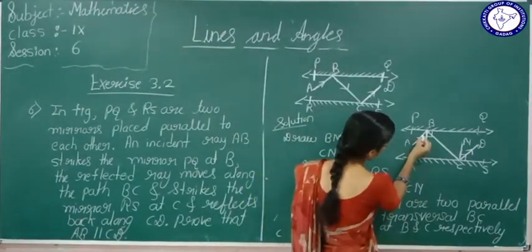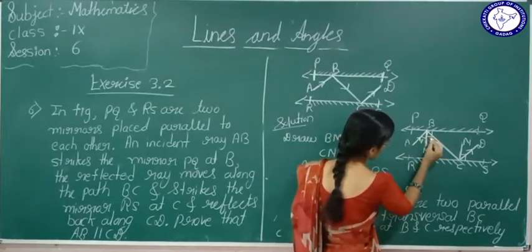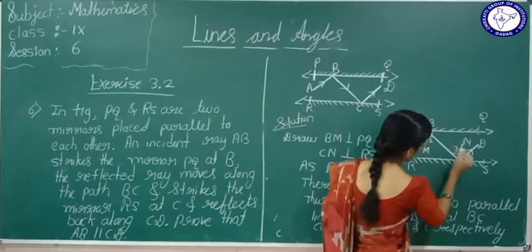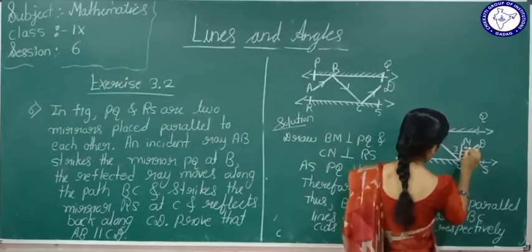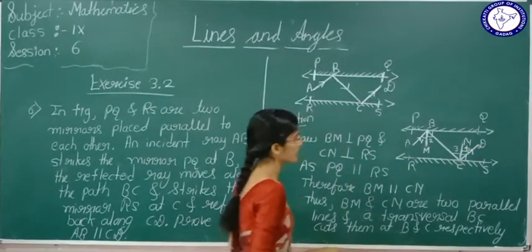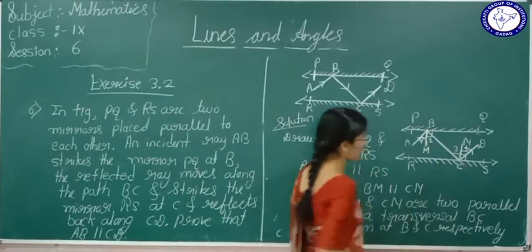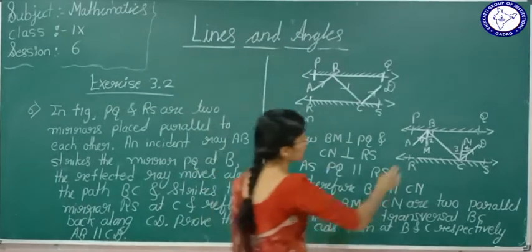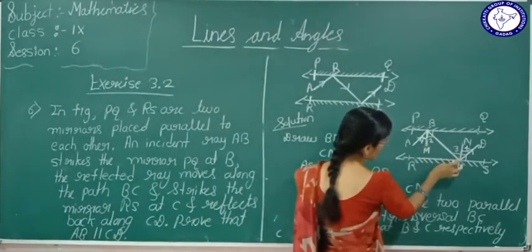Now see here, we will give here angle 1 and this as angle 2. Here angle 3 and this will be angle 4. We'll give the names angle 1, angle 2, and this is angle 3, angle 4. Now see here BM and CN are two parallel lines, and this is acting as a transversal.